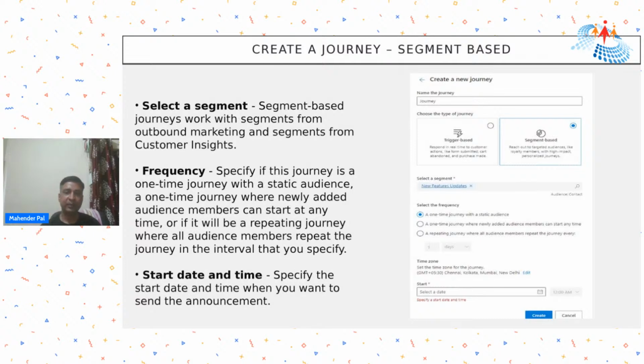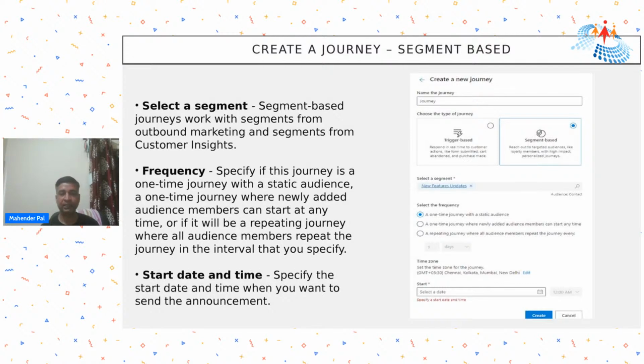Now, segment based. In the case of segment based, it's kind of the same thing. This lookup will be there, and it will ask which segment you have already created. So we have created this segment, and we have selected it, so that based on this segment we want to create our journey, and here this frequency will be there.